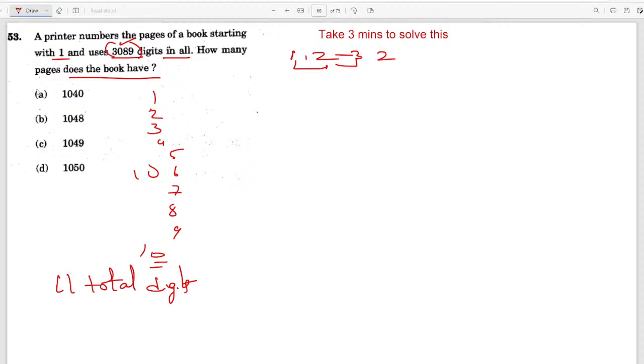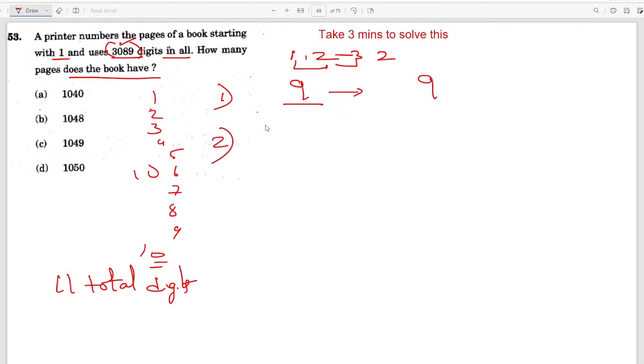So indirectly they are asking to find the number of pages, and once you find the number of pages, you have to find the total number of digits. Let me go step by step. We'll see how many single digit page numbers there are. There will be 9 digits. The number of digits used for printing single digits till 9 is 9.